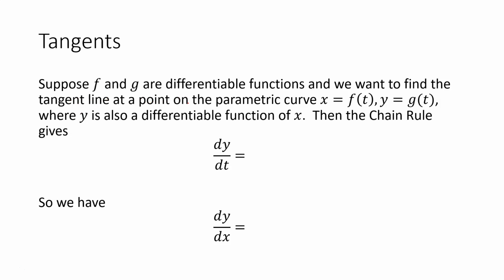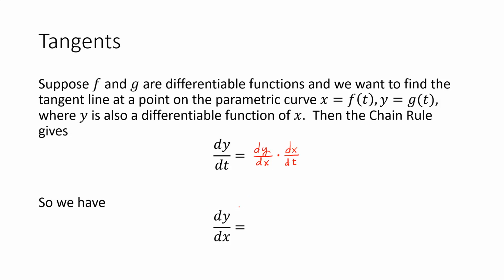So suppose f and g are differentiable functions, and we want to find the tangent line at a point on the parametric curve x equals f of t, y equals g of t, where y is also a differentiable function of x. Well, according to the chain rule, we can write dy over dt as dy over dx times dx over dt. Because here we're again imagining that y is really a differentiable function of x, so we can find dy dx. And because x is a differentiable function of t, we can multiply by dx over dt.